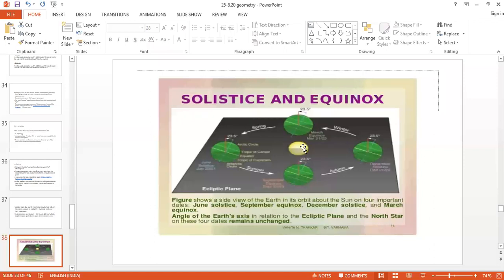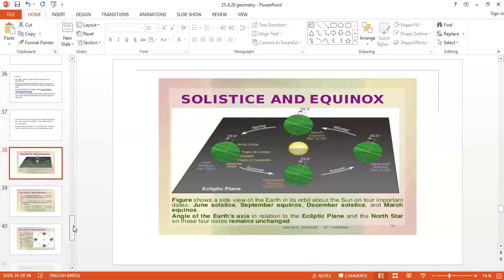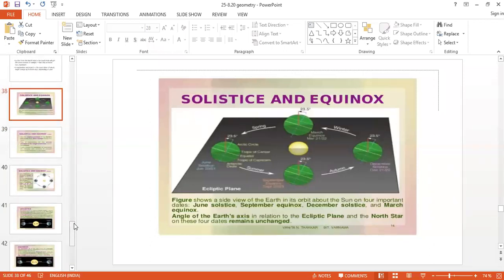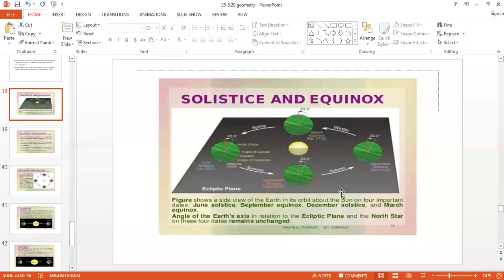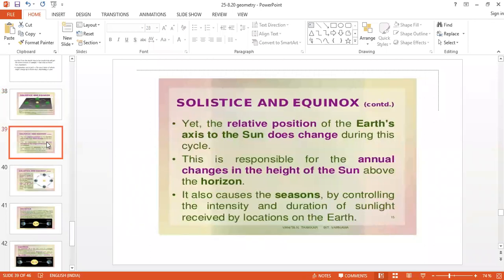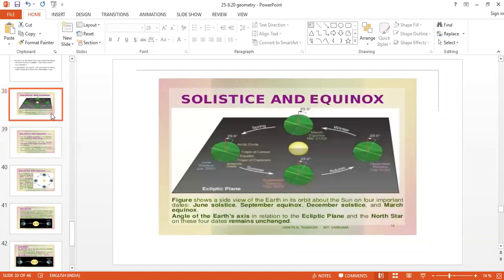This is the sun. Solstice and equinox: the relative position of the Earth's axis to the sun does not change during the cycle. Already we are seeing this figure. And this is responsible for annual changes in the height of the sun above the horizon and also causes seasons by controlling the intensity and duration of sunlight received by locations on Earth.